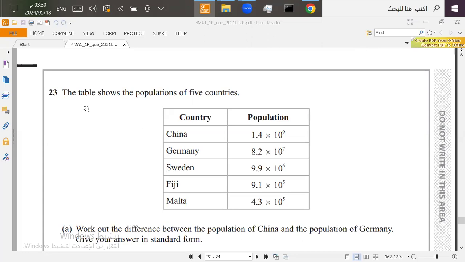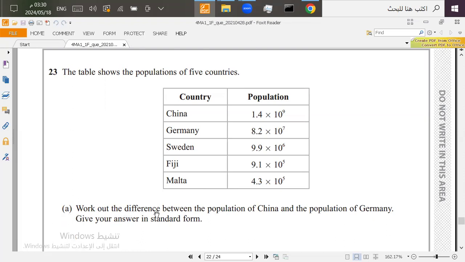Question 23, the table shows the population of 5 countries: China, Germany, Sweden, Fiji, and Malta. The question is, work out the difference between the population of China and the population of Germany. Give your answer in standard form. Now, focus first on all of them. Make sure that all of them are in standard form, because if they're not in standard form, it means we have a problem and we need to make them in standard form. Now, all of them are in standard form. That's good. Now, the difference between the population of China and Germany.